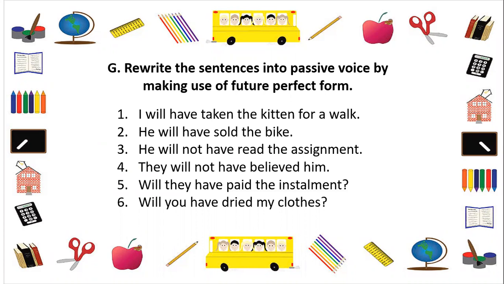He will not have read the assignment. The assignment will not have been read by him. They will not have believed him. He will not have been believed by them. Will they have paid the installment? Will the installment have been paid by them?